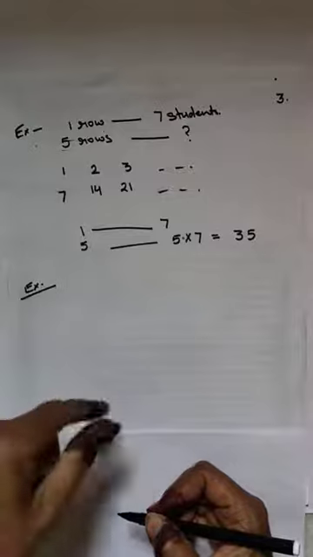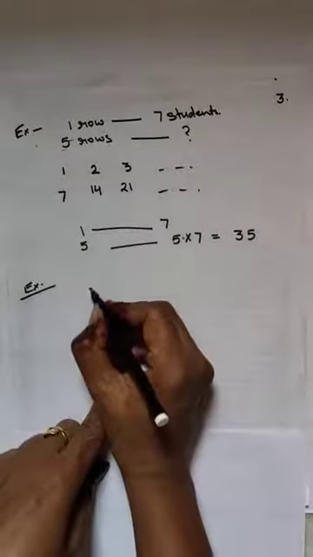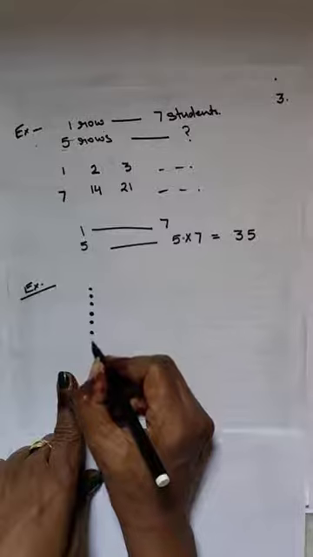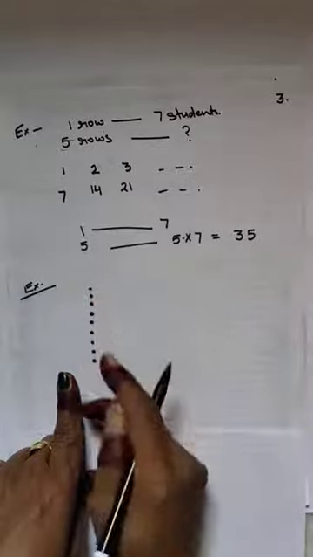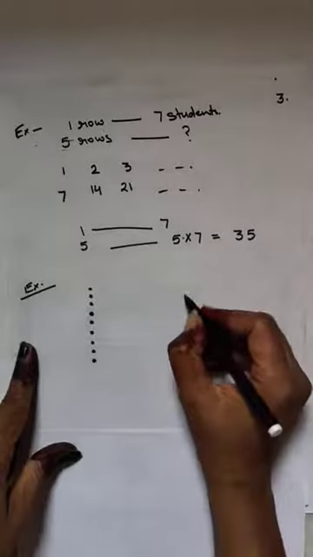You have done one more example in your NCERT book, that is, in one row there are 9 dots. 5, 6, 7, 8, 9. In one row, there are 9 dots. Okay? Then how many dots are there in our number of rows?